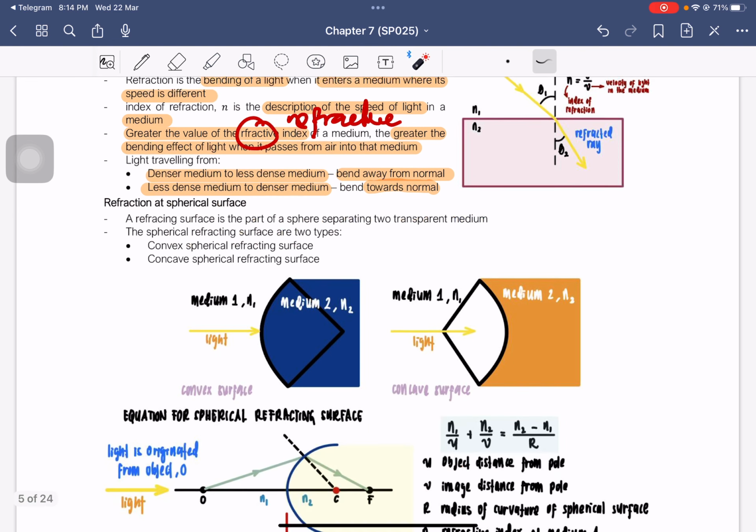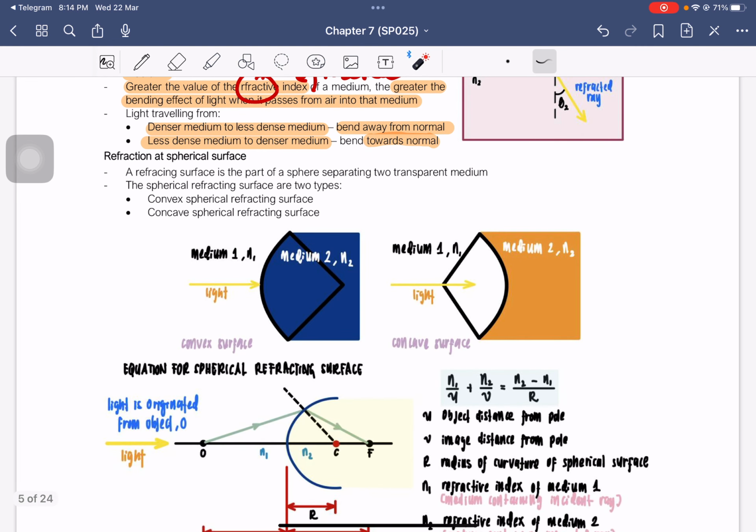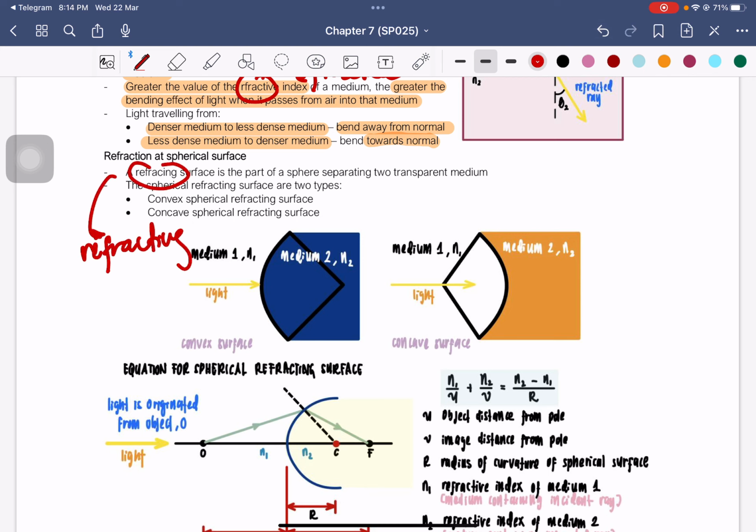Right, so let's look at refraction at a spherical surface. I think it should be refracting. My Word was unable to detect the spelling error, so I did not read it back. A refracting surface is the part of a sphere separating two transparent media. There are two types: the convex spherical refracting surface, and the concave spherical refracting surface.